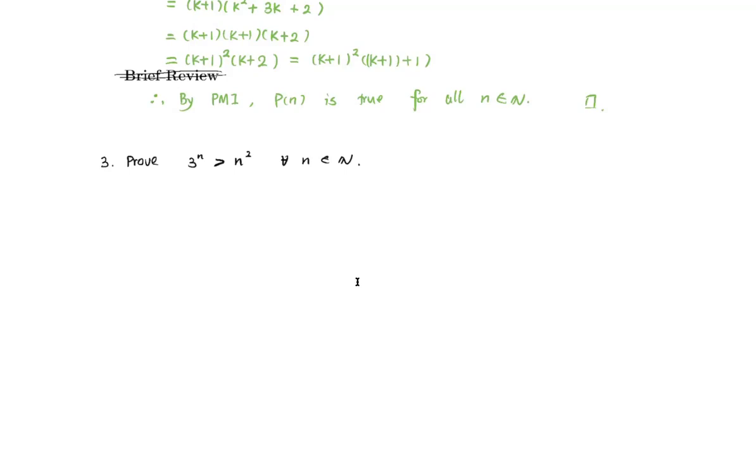Another one you can try is from the tutorial activity. Prove 5 to the power of n is greater than or equal to 3 to the power of n plus 2 for all n in natural numbers. Okay, so we can do those two.